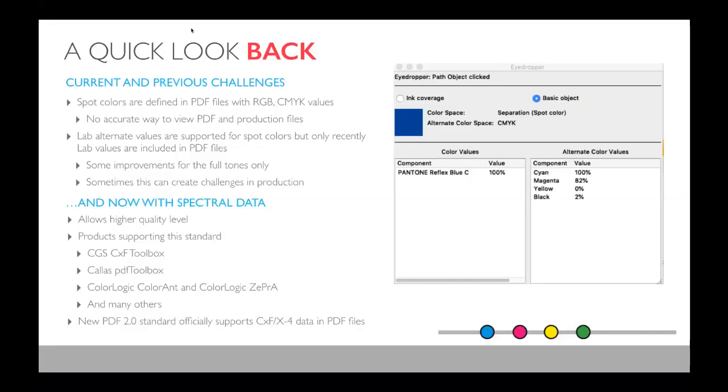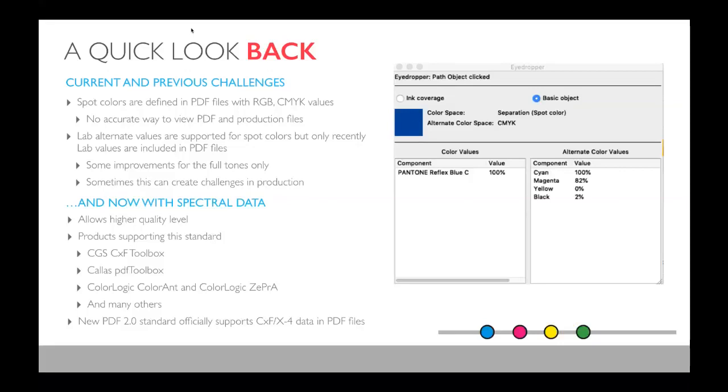To start, let's look at a typical spot color. In this case, this is a reflex blue, which would be reproduced. And the current methods are kind of like in between. They work, but there are better ways to do things.